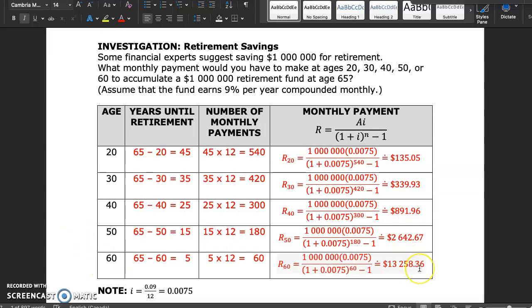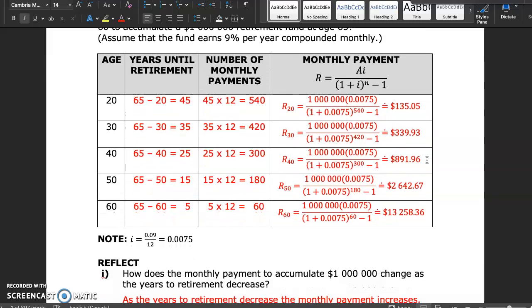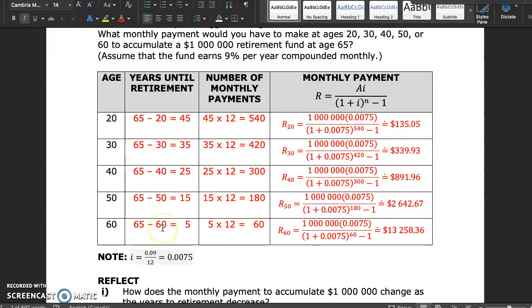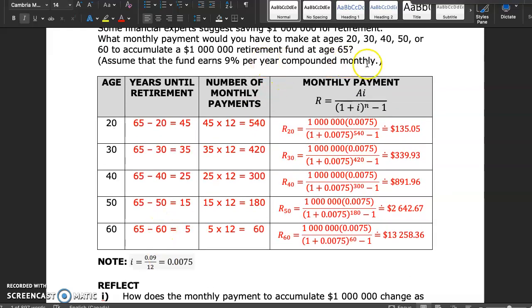At age 60, the monthly payments would need to be $13,000. At age 20, you would only need to make $135 as a deposit each month. So, notice for these calculations that the interest is compounded monthly, so we have to take our annual percentage rate, 9%, and divide it by 12 to get this value.